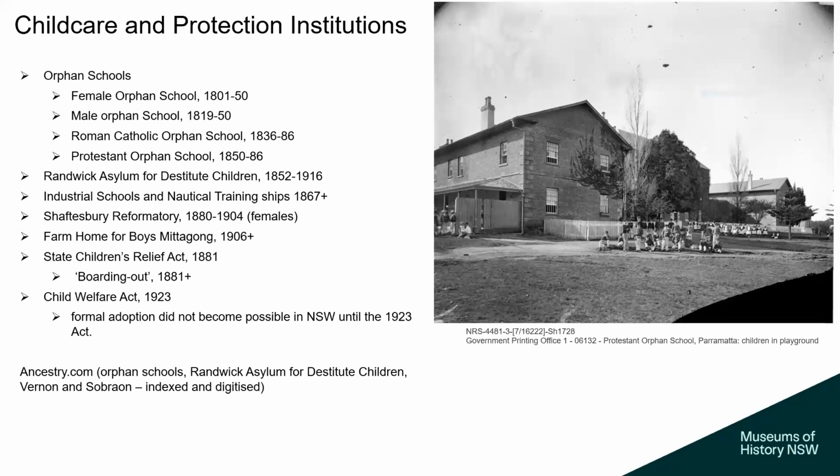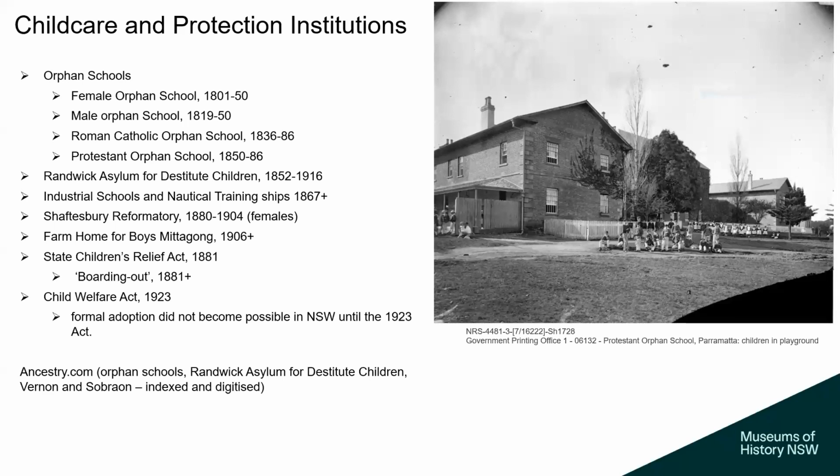Now, with the exception of the Reformatory for Girls, those records have been included in our Childcare and Protection Index 1817 to 1942, which you can access on our website. In 1881, the State Children's Relief Act established a boarding out system for children in care, and the State Children's Relief Board was established, and we'll have a look at an example of a record of that quite soon. In 1923, the Child Welfare Act was passed, and that is when formal adoption became possible in New South Wales.